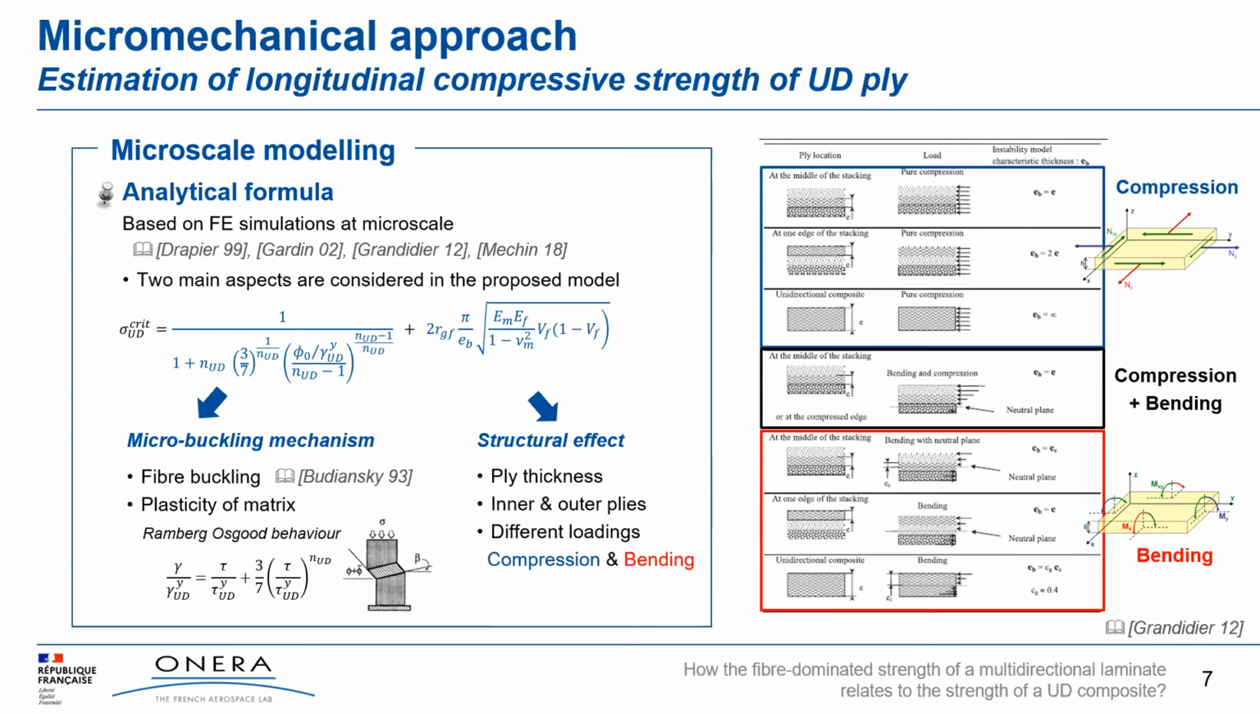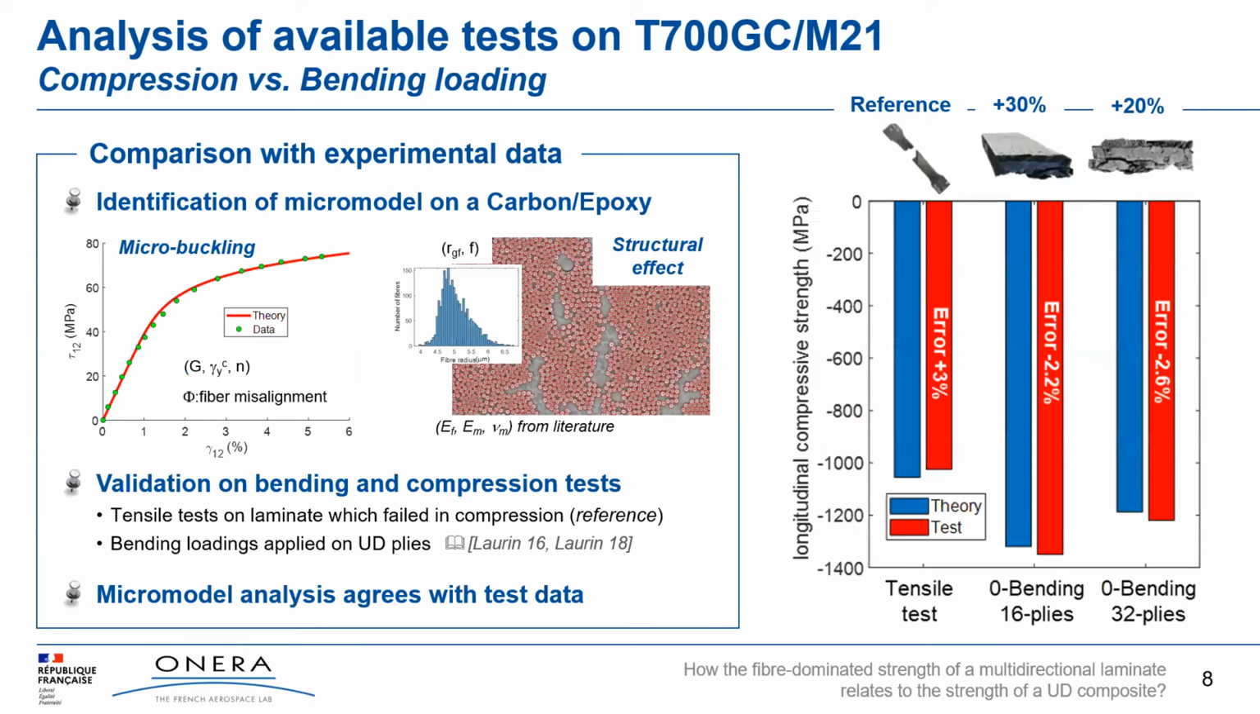comparison with experimental data. So for the carbon epoxy materials, we have first identified the micromechanical approach thanks to a uniaxial tensile test on the plus or minus 45 degree, and also on the compression test, as you have seen previously. But here we have used a specific tensile test which failed in compression for a particular stacking sequences due to block pressure effect. We have calibrated the model for these two configurations and tried to predict the evolution of the unidirectional ply strength if you apply a bending loading on a pure 0 degree ply constituted with 60 plies or 32 plies.